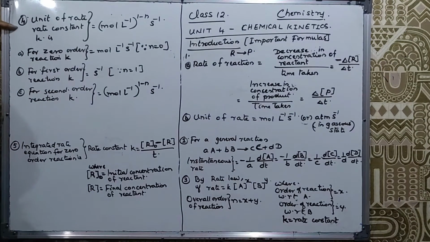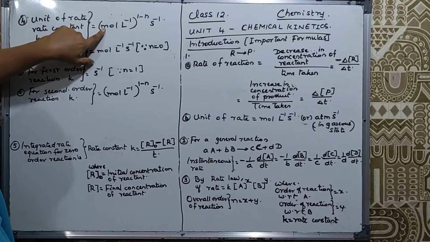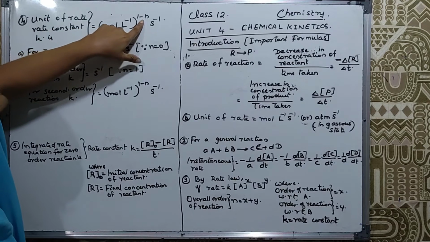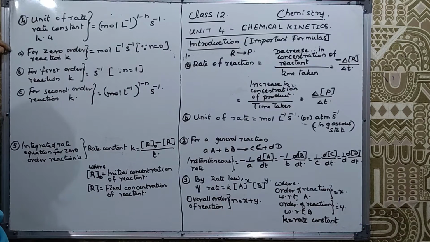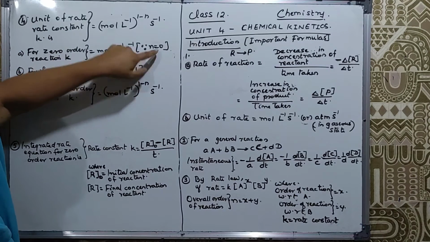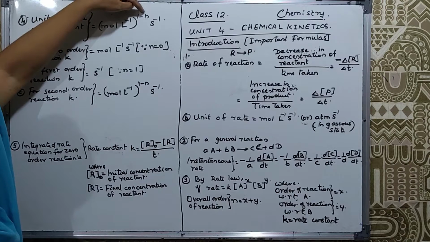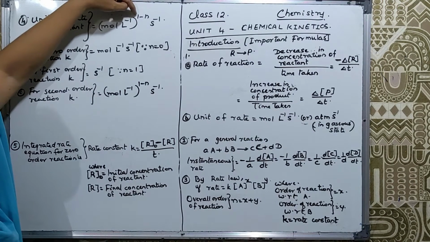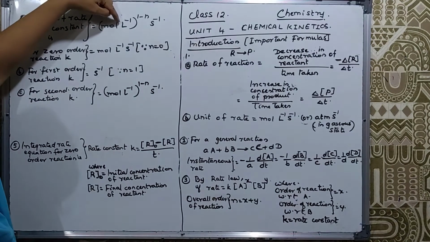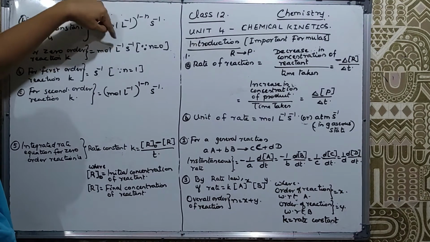Now, for identifying the unit of any rate constant, you can use its general formula: mol liter raised to minus 1, raised to 1 minus n, second raised to minus 1. For a zero order reaction, n equals 0. So when you substitute n equals 0, 1 minus 0 becomes 1. So the unit will be mol liter raised to minus 1, second raised to minus 1.